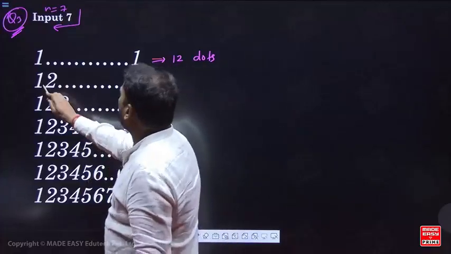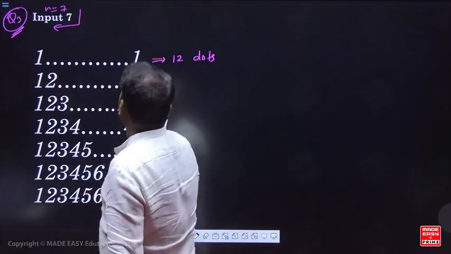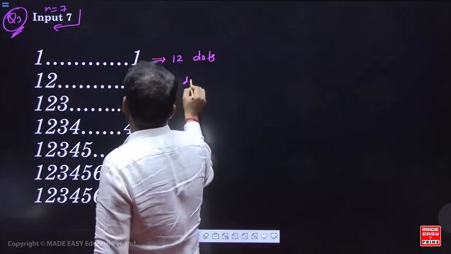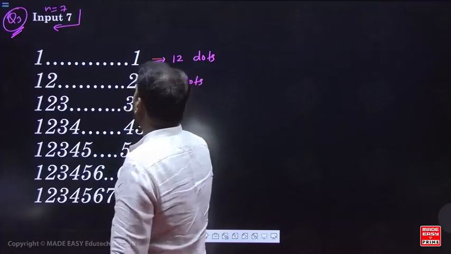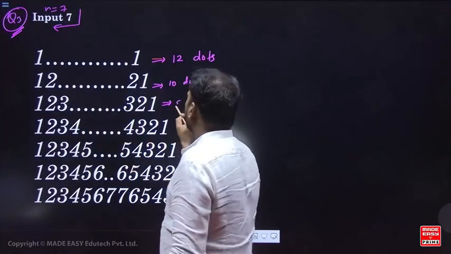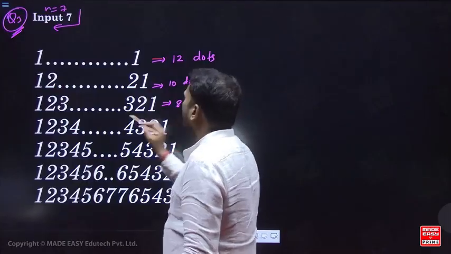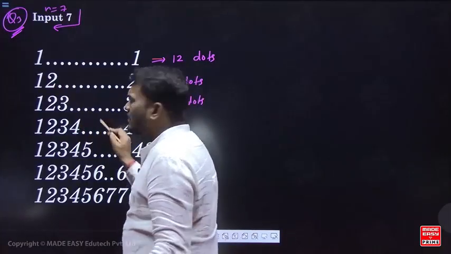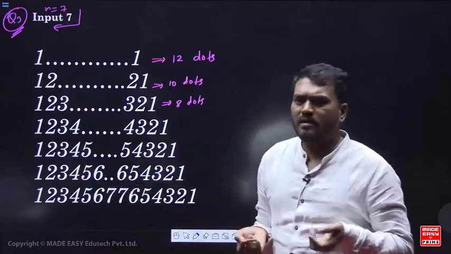And next I want 1 2 here. And next, how many dots will you have here? 10 dots. And next you will have 2 1. And next you will have 1 2 3, and then 8 dots. You can print 8 dots here, or you can say 8 stars. Anything you can print.